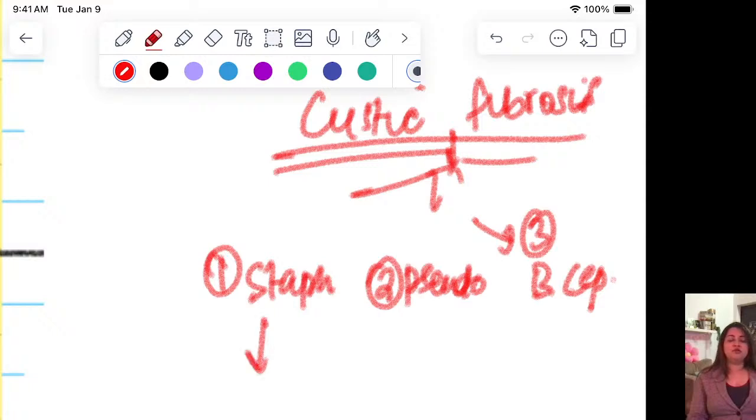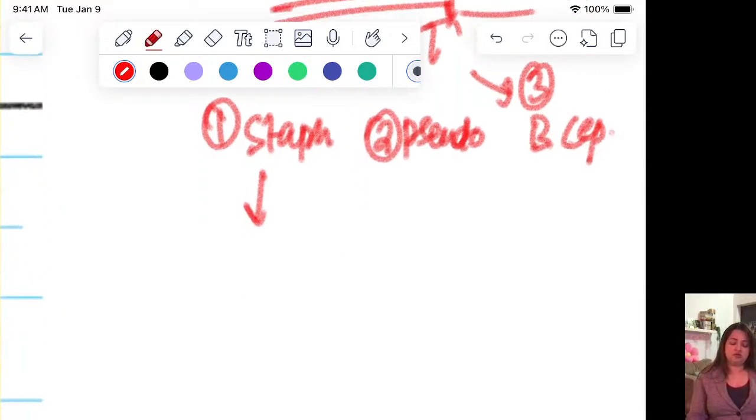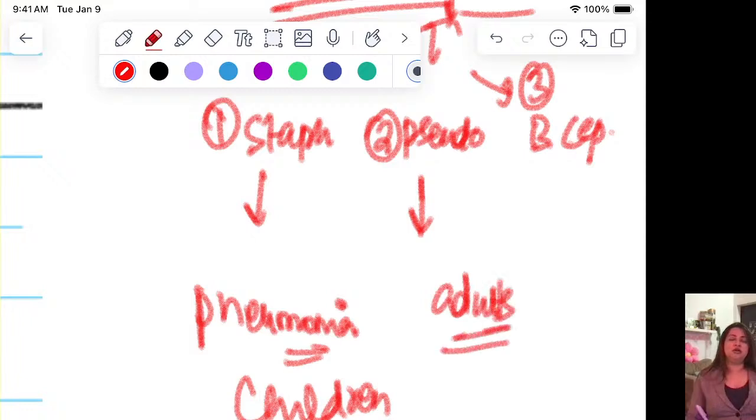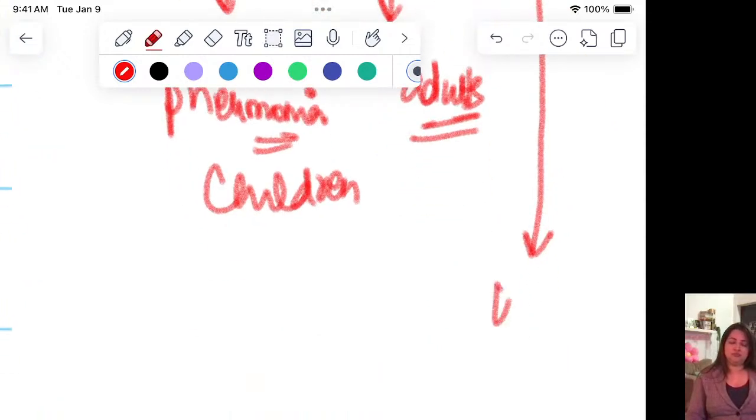Staph aureus is associated with causing pneumonia in children. So pneumonia in children with cystic fibrosis is due to Staph aureus. Adults who get pneumonia due to cystic fibrosis get it due to Pseudomonas. Burkholderia is associated with lethal infection. It could take the life of a patient: lethal pneumonia, lethal respiratory infections.